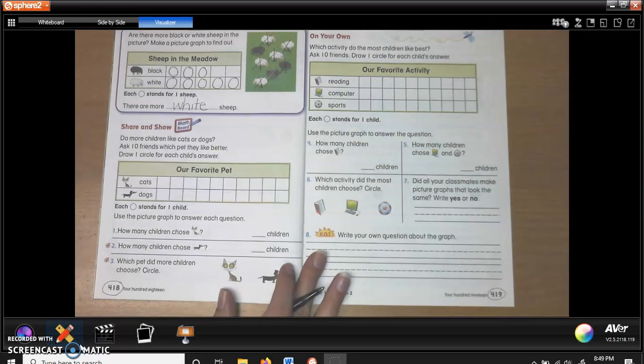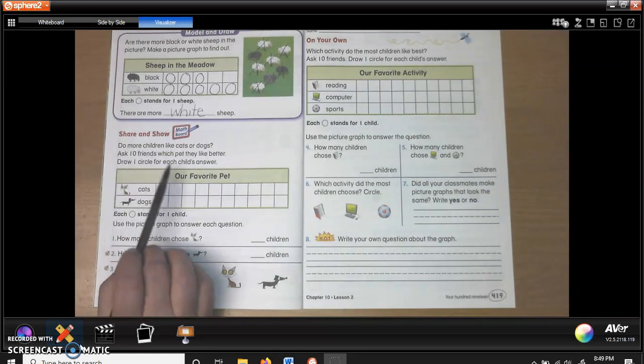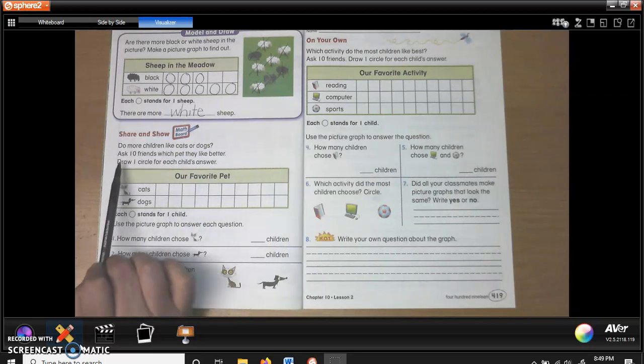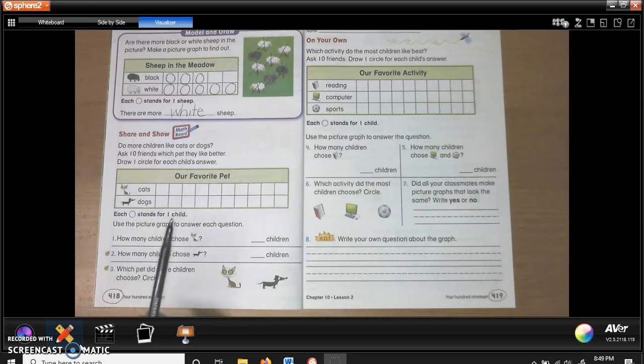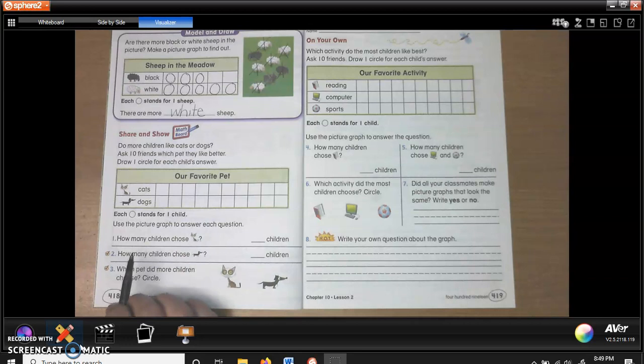Okay. Now you are going to go ahead and do these 2 on your own. So it says that you need to ask 10 friends which pet they like better. So you can just go ahead and ask your family. You don't have to have exactly 10. So you can just ask whoever you want, or if you don't have anybody to ask, you can go ahead and just fill in some under cats and some under dogs.